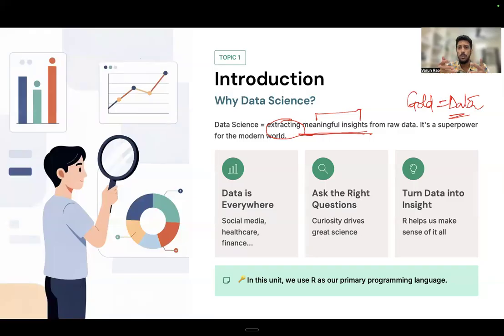Now, what is the most important thing that you need to do? That is, you need to ask the right questions, because without the right questions, you would not be having the right answers. And this is where a data scientist comes into play. Now, what is a scientist? What does a scientist do? The job of a scientist is to basically ask as many questions as possible.